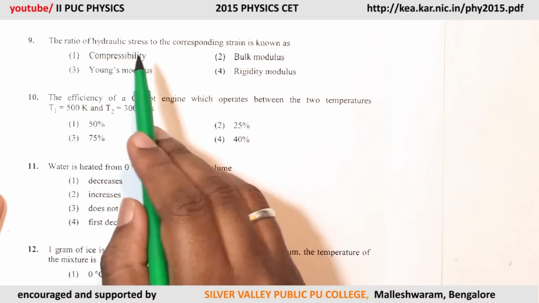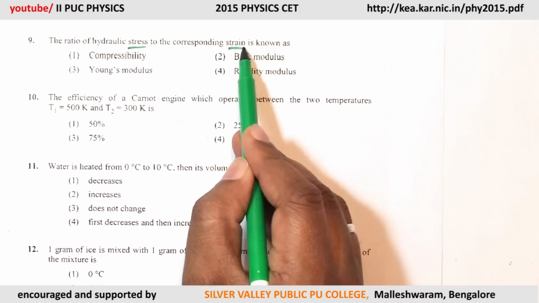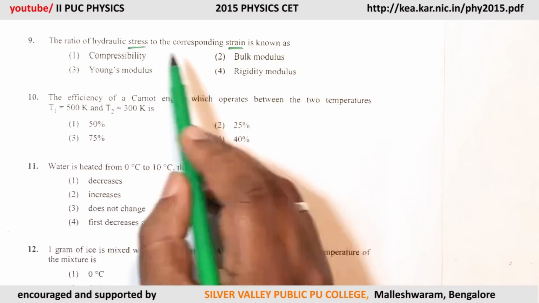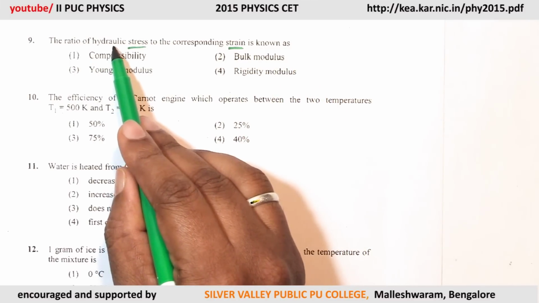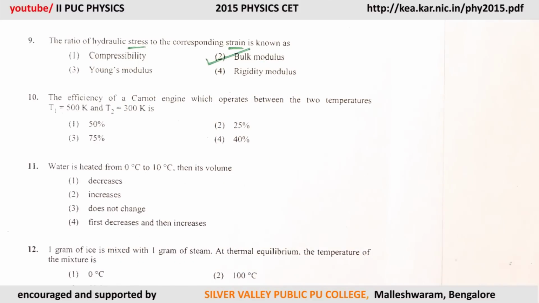The ratio of hydraulic stress to strain is modulus of elasticity. Hydraulic means bulk modulus, related to volume. Therefore, bulk modulus.